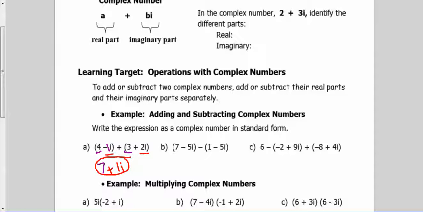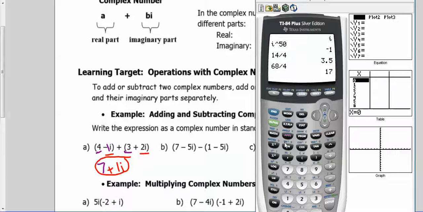Now you can check that on the calculator. So you can also do these problems on the calculator once you're in a plus bi mode. So always check your mode before you start doing this. I have 4 minus i and plus 3 plus 2i. And I got 7 plus i, just like I did here.